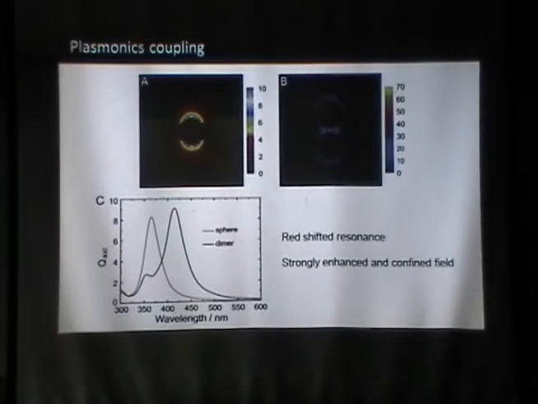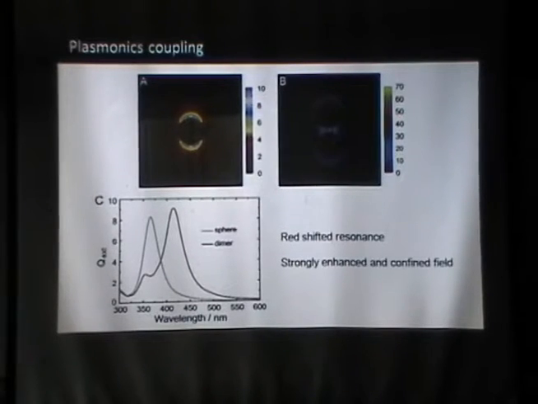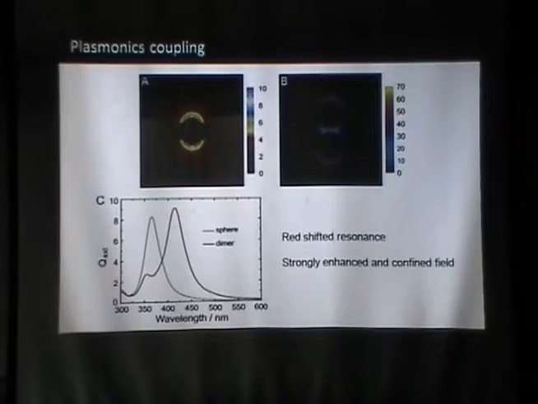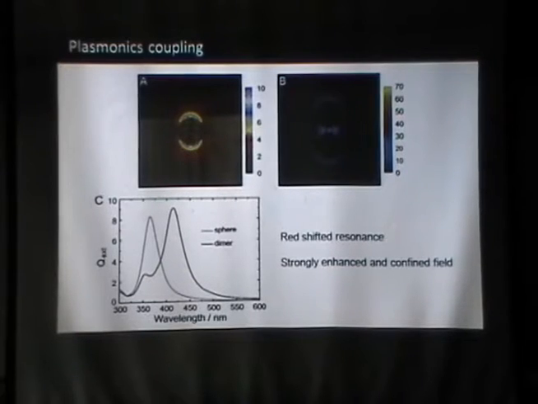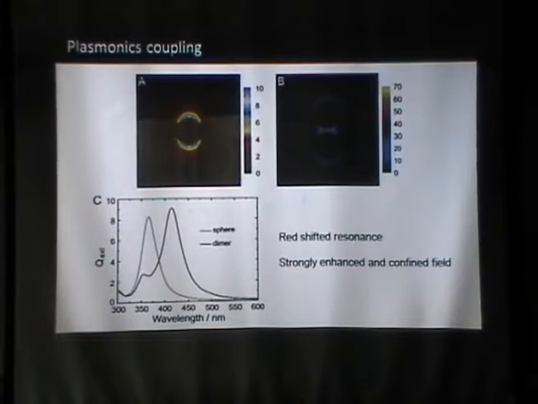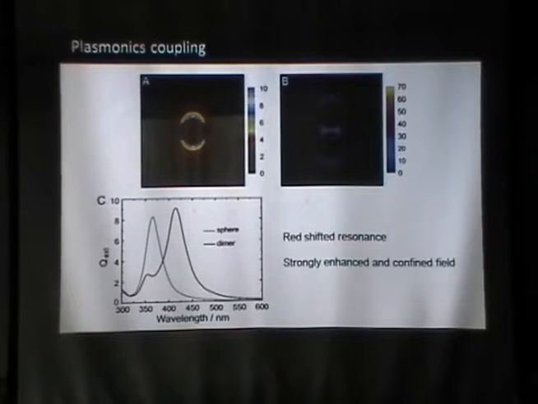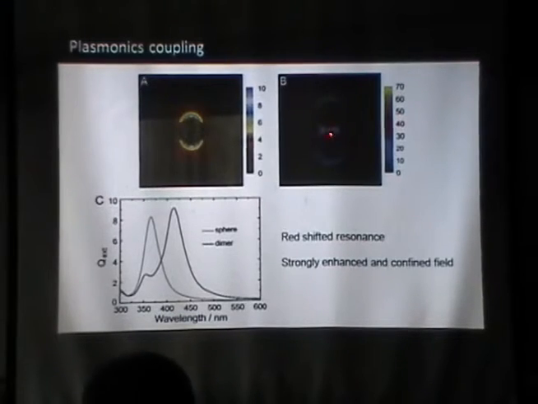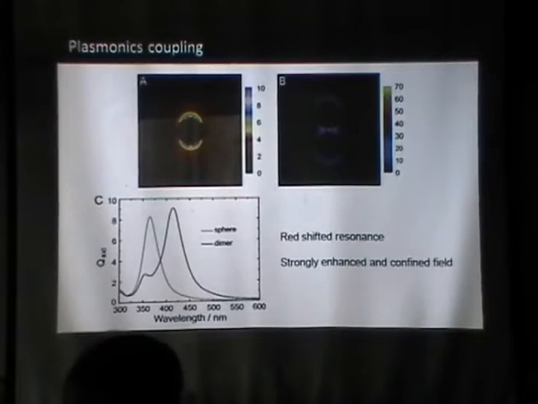Okay, one next feature of these resonances is that they can couple. If we have two nanoparticles close enough to each other, they interact electromagnetically and then they act as a single oscillator. And in that case, the resonance shifts to the red, just as it would happen in a heavier oscillator. But in addition, what we see is that we get electric fields that are much more confined and stronger than in the case of a single nanoparticle.